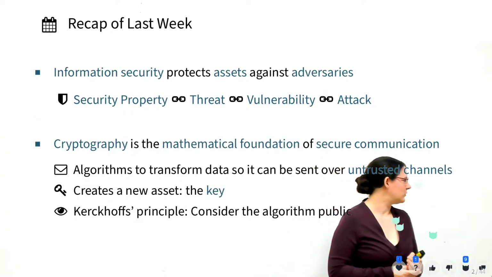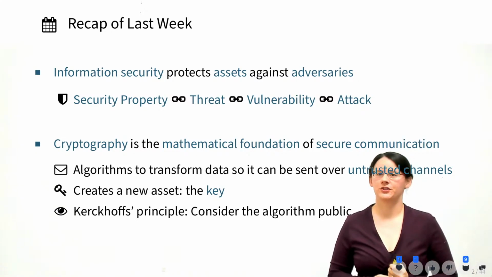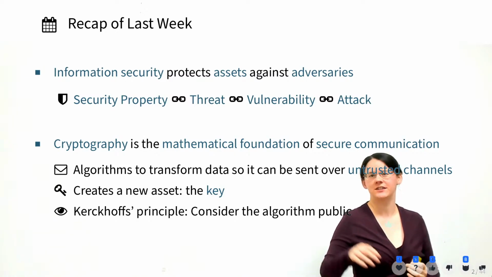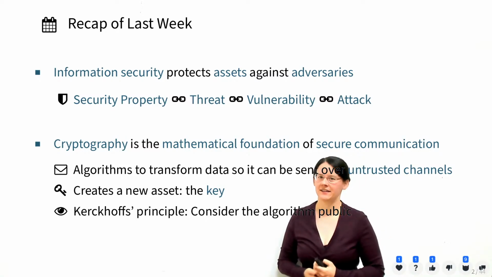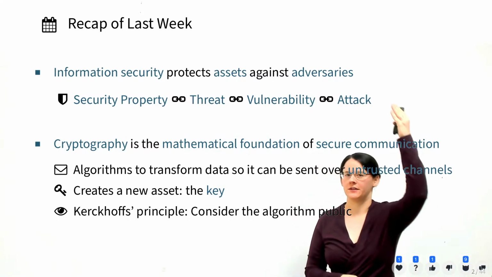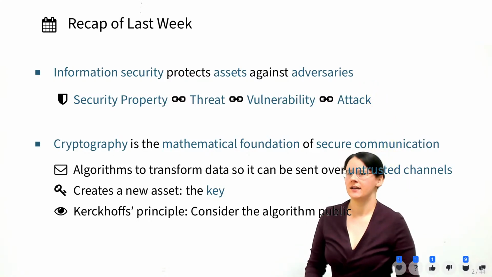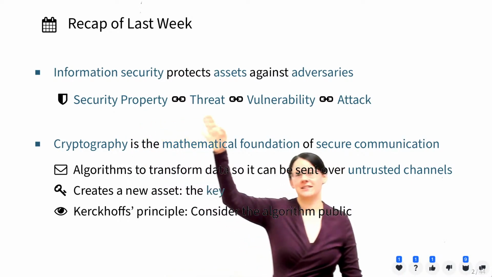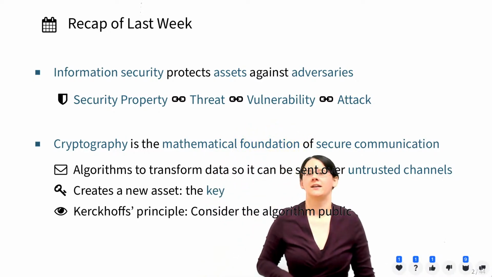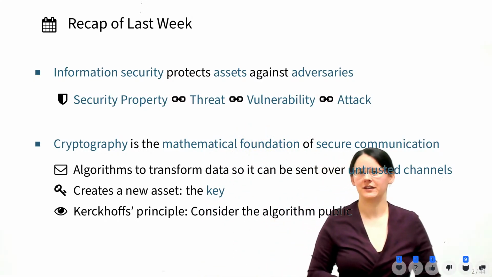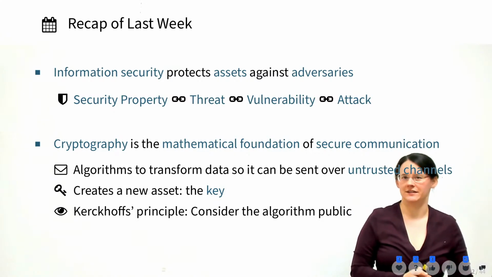So let's have a look again at what we did last week. We were first talking a bit more generally about information security and the concept of assets. An asset was anything that we wanted to protect against an adversary. That was the difference between security and safety: security has an adversary, an attacker. And we talked about this chain of things that finally lead to an attack, and we said that we want to break this chain at some point. And we found that cryptography is one of the mathematical core building blocks that we can use to achieve this.